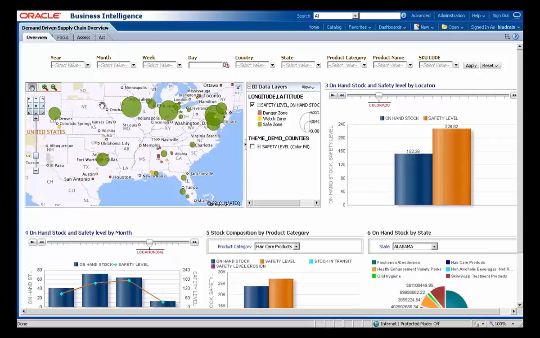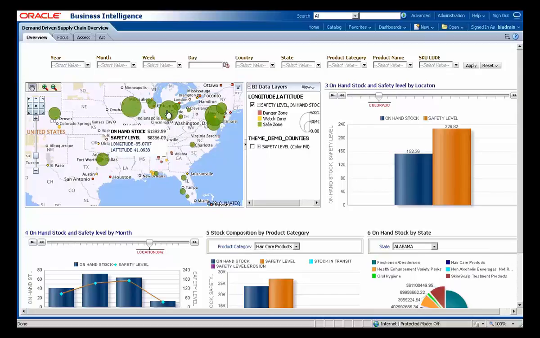The two baseline KPIs which are the foundation of this chart are the on-hand stock and safety levels. I need you to focus on the color and the size of the pies in this geospatial chart. The size is directly proportional to the numbers. Higher the number, bigger the pie. And the color on the chart provides an overview of the situation.